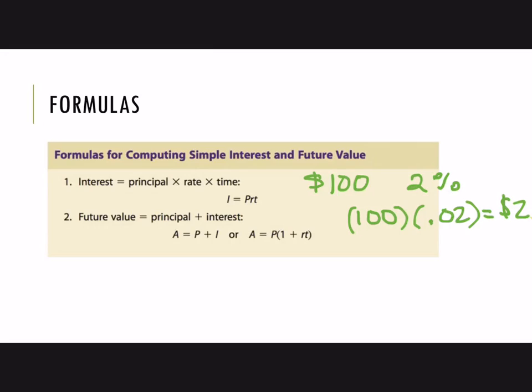Now let's say that you left the money in there for 5 years. Well, how much would you expect to earn? Well, you would earn 5 times that amount. So $2 each year for 5 years, and you would earn a total of $10 in interest. And there you can see we've used this formula. This is principal times rate times time. So that's simple interest.